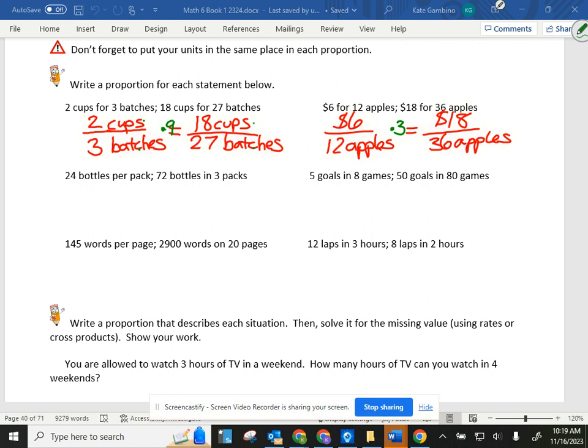Well, let's look at our next one. 24 bottles per pack, 72 bottles in 3 packs. What would that proportion look like? Madison. 24 bottles over 70. 24 bottles per pack, 72 bottles in 3 packs. So would it be 24 bottles over 2 packs? So let's look at this. If it says per pack, how many packs is that?